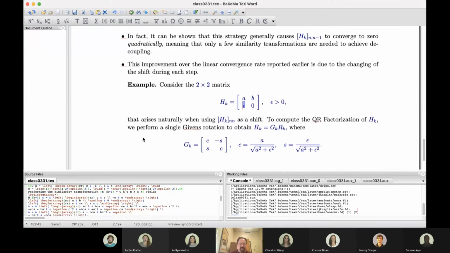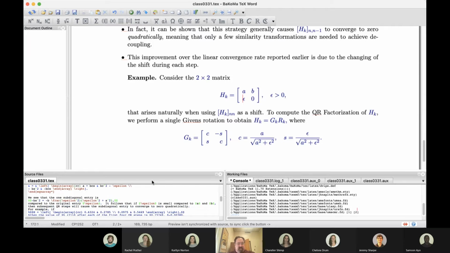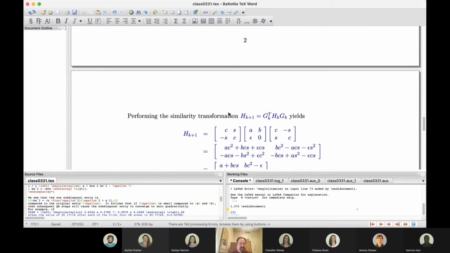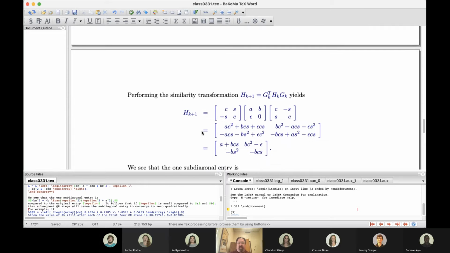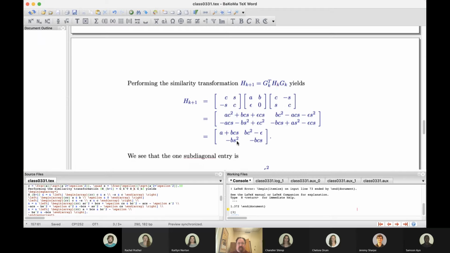And then what happens when we get the new matrix H_{k+1}? What does that look like? Okay. So now I do a similarity transformation where this is R_k from a QR factorization, and then I multiply the factors in reverse order. And so I just go ahead and carry out the matrix multiplication here. And this is what I get.